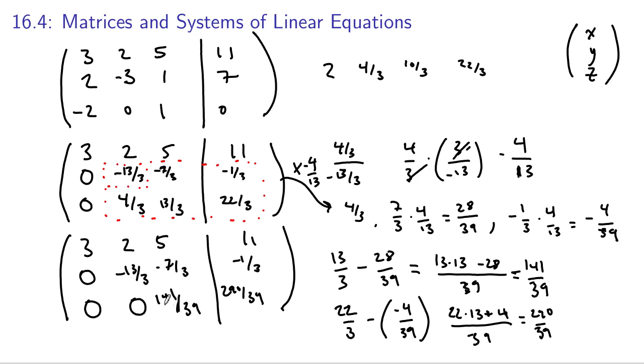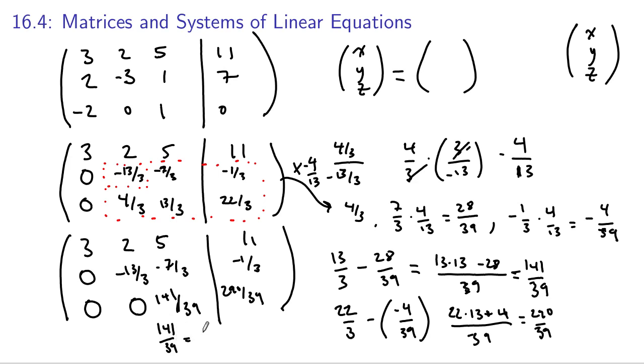So we need to then write the solution. We can write the solution as a vector. So I'm going to erase some of this work here. So our solution vector x, y, z is going to be, so for z we have, this is 141 over 39 times z equals 290 over 39. Okay.